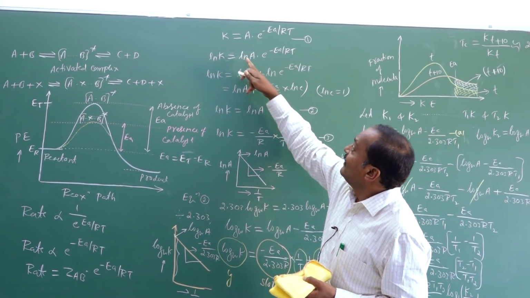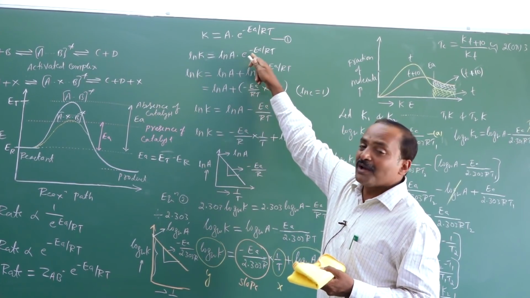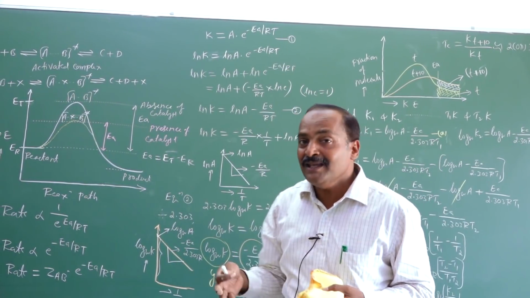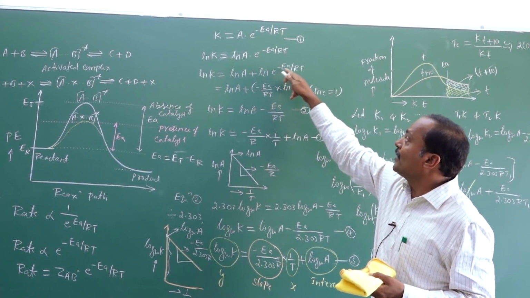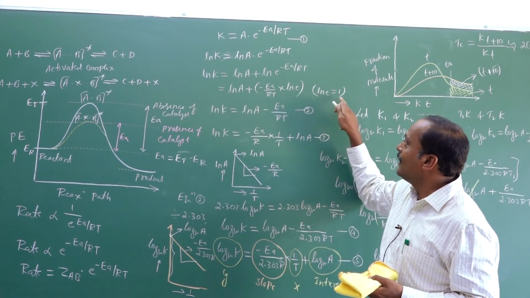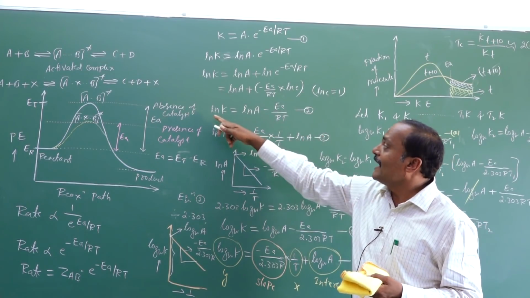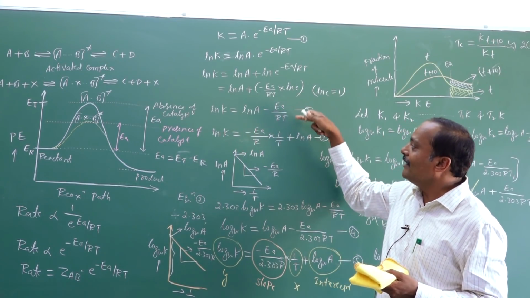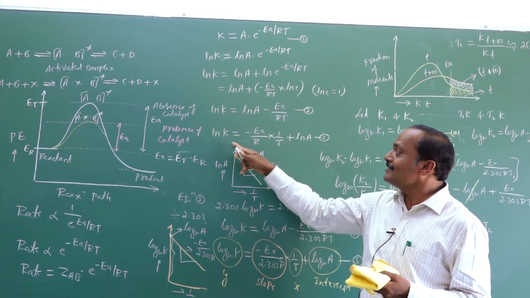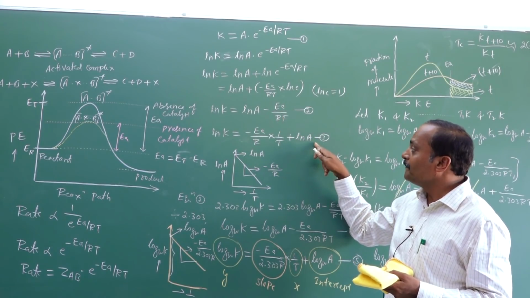Then taking ln on both sides, ln K is equal to ln of A into e to the power of minus Ea by RT. It is log AB, which is log A plus log B. Ln A plus ln e to the power of minus Ea by RT, that is minus Ea by RT into ln e. Ln e means 1. Then this equation becomes ln K is equal to ln A minus Ea by RT. We call it equation number 2. Rewrite this equation: ln K is equal to minus Ea by R into 1 by T plus ln A.